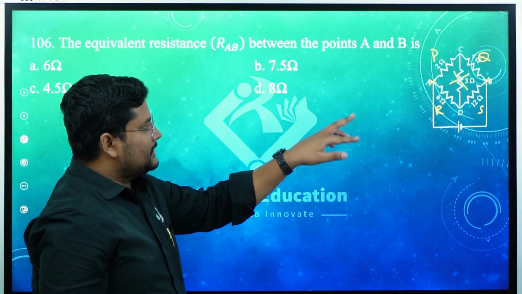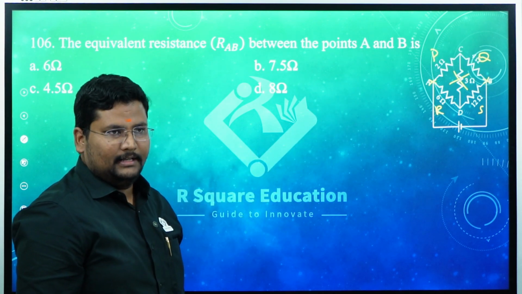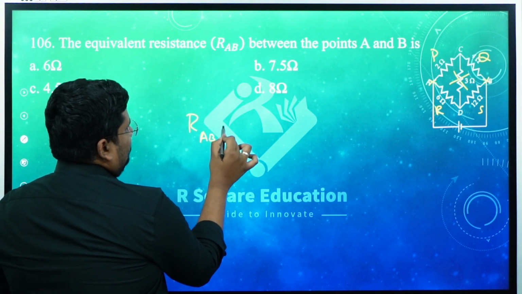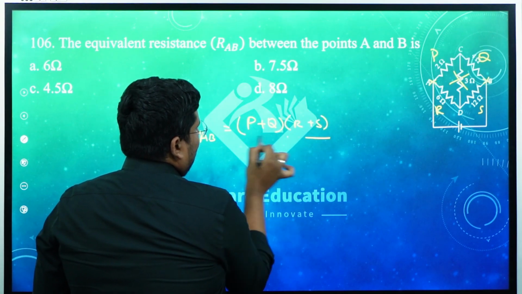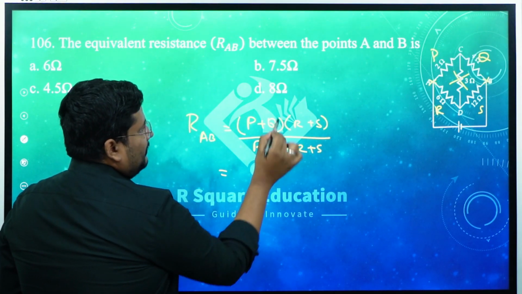Correct? So, equivalent resistance across AB, what does it mean? Entire circuit's resistance they are asking, equivalent resistance. Right? So, according to the Wheatstone bridge concept, RAB will be equal to P plus Q into R plus S divided by P plus Q plus R plus S. So, P plus Q is what?